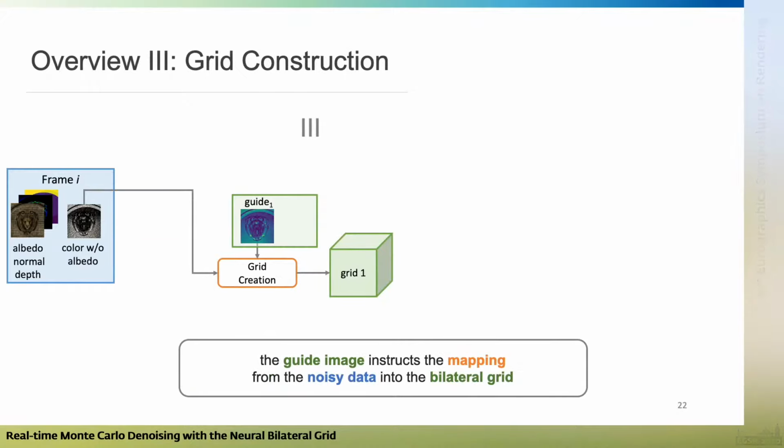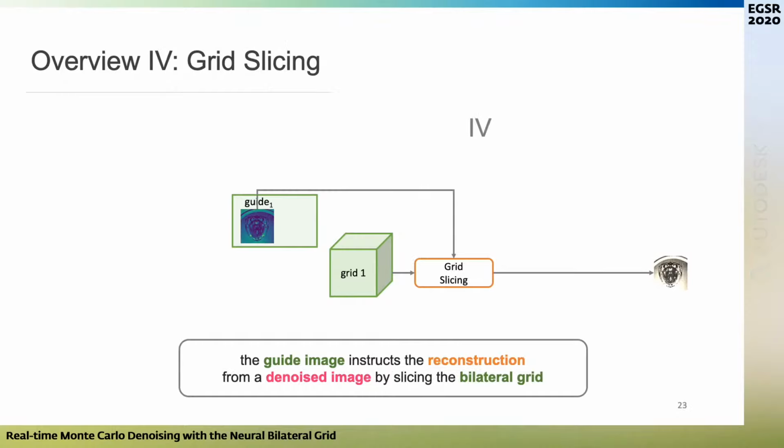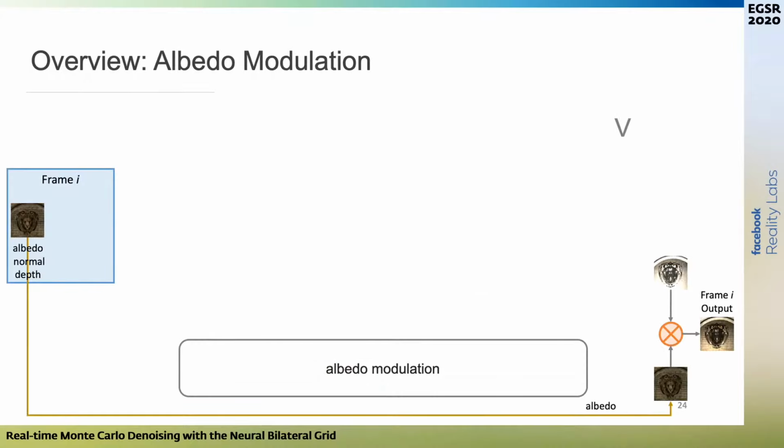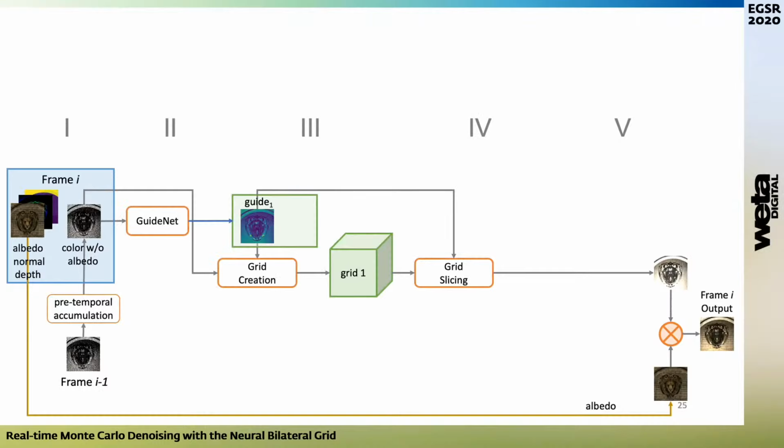The third step is grid construction. We construct the bilateral grid by leveraging the corresponding value in the guide image to instruct the placement of pixels from the noisy data to the bilateral grid. In the next step, we reconstruct a denoised image by slicing the bilateral grid. This is the semantically symmetrical procedure to the bilateral grid construction. And finally, we remodulate the albedo back to the denoised image to get the final result. This is the 5-stage pipeline of the single-grid architecture.